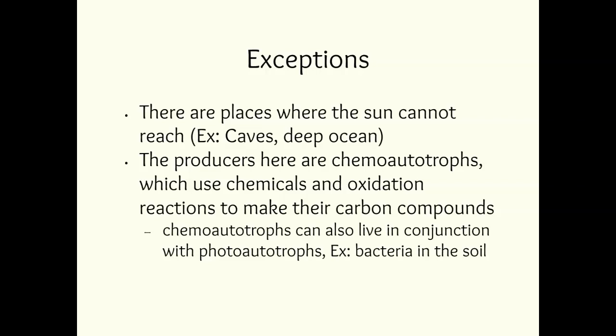These organisms not only exist in places where there is no sunlight, they can also exist in other locations together with photoautotrophs. So for example, in a forest ecosystem, there's going to be plenty of photoautotrophs creating energy using the sunlight, but within the soil where the sunlight doesn't hit, there's also going to be chemoautotrophs that make energy in an alternative way using the chemical compounds in the soil. So that's a really good example of a time where they're able to live together in the same location.